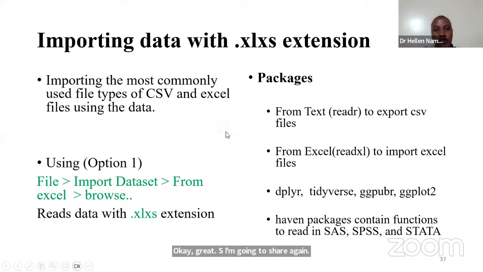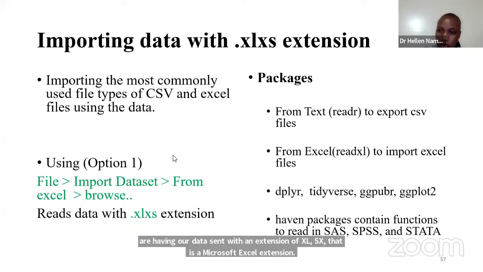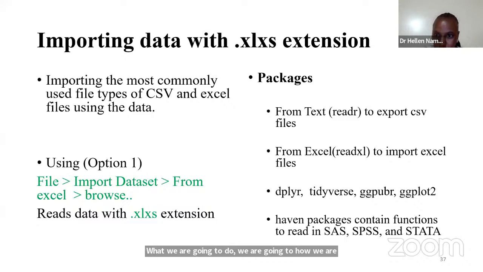So this is what I've just explained. In case we are having our data saved with an extension of XLSX, that is a Microsoft Excel extension, how are we going to import that particular data? It's very easy. The package that we're going to use is Read Excel, which we already have. All we need to do is load that particular package, and then go to File, Import Dataset, and then Excel. From Excel, we browse, and then we see that our data is imported into R.